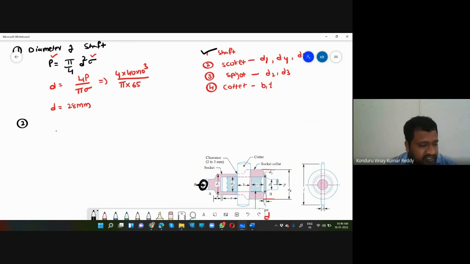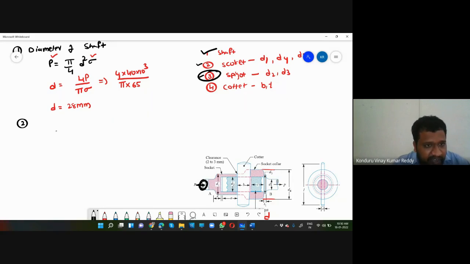As the second component, I think we have discussed the shaft. Let us discuss the socket and spigot, these two we have to find out. First let us go for the spigot, then we will go for the socket. For the spigot, we have to find out D2 and D3.